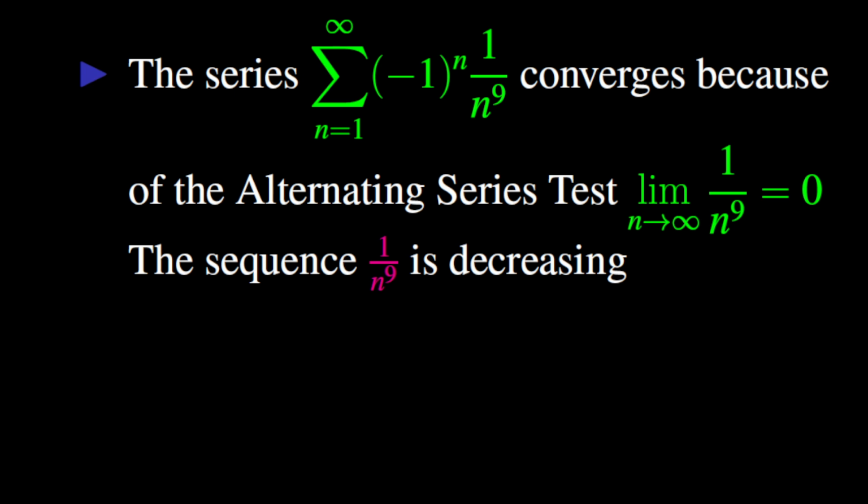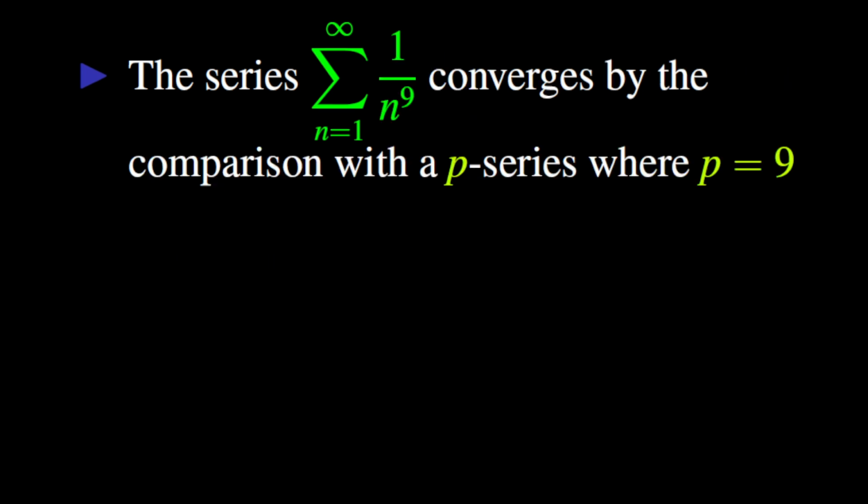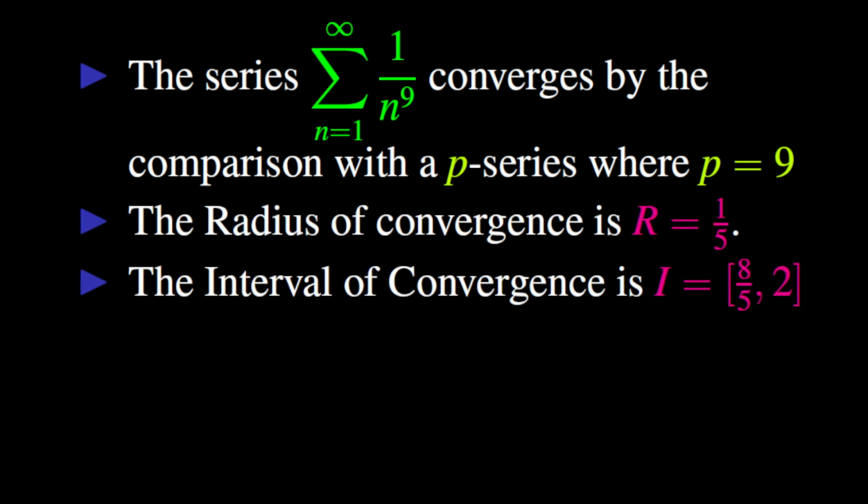When x is equal to 2, the series becomes a series with terms 1 over n to the power 9. The series converges because it can be compared to a p-series with p equal to 9, which is greater than 1. In sum, the radius of convergence is equal to 1 over 5. The series converges for x in the closed interval with endpoints 8 over 5 and 2.